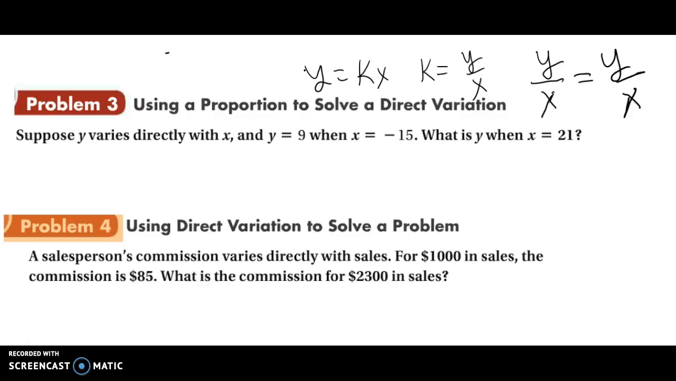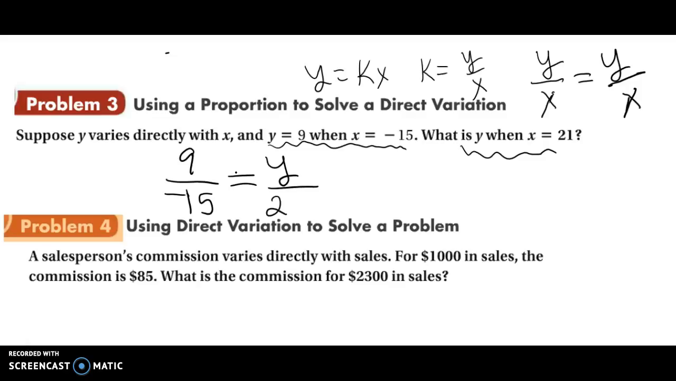So let's look at problem 3. They are telling us that y varies directly with x. So they give us a little bit of information. They say y is 9 when x is negative 15. Then they want to know, what would y be when x is 21? So let's set up the first y over x. So y is 9 when x is negative 15. So since they vary directly, let's now compare that with the second set of data. So what is y when x is 21?